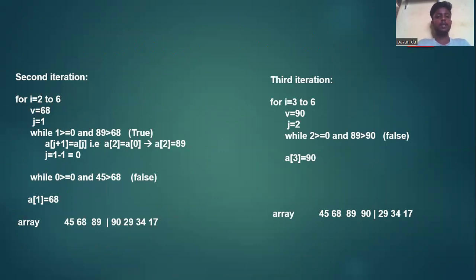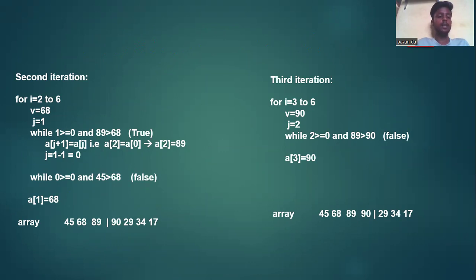Now let's go to the second iteration. For i equal to 2 to 6, v is equal to 68, j is equal to 1. While 1 is greater than or equal to 0 and 89 is greater than 68, the statement is true. So A[j plus 1] is equal to A[j]. So A[2] is equal to A[1], and A[2] is equal to 89. J is equal to 1 minus 1, which becomes 0.